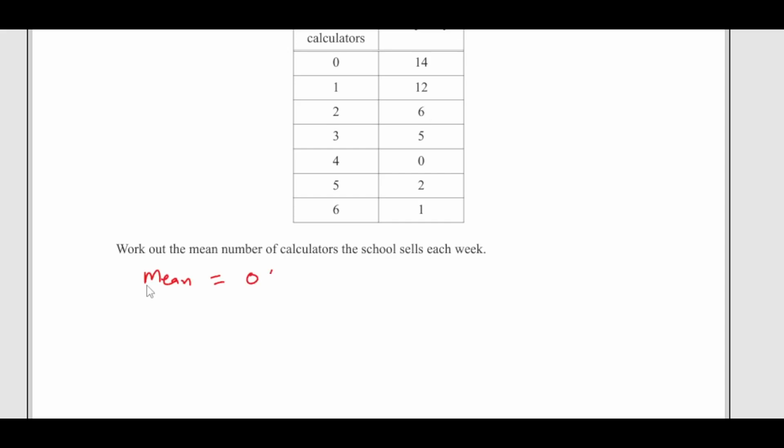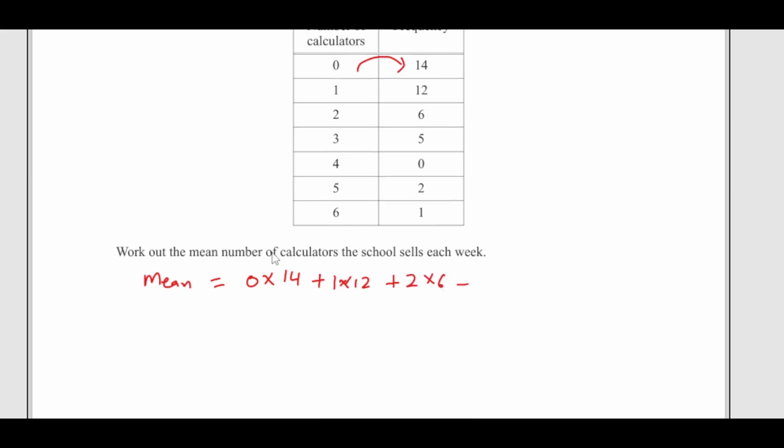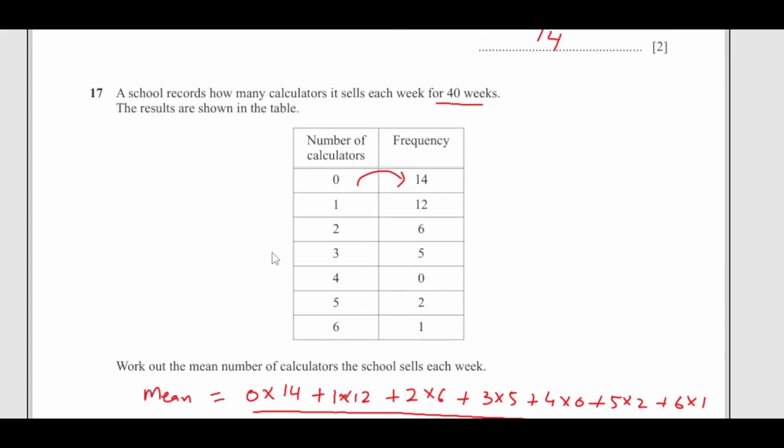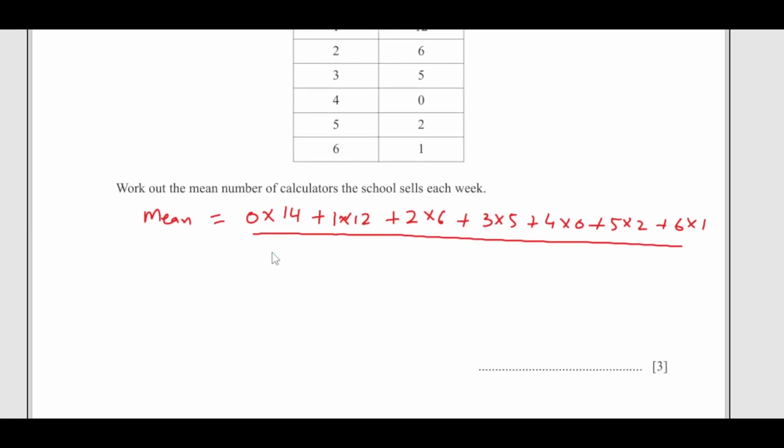For the mean, we have to take 0 times 14. You're just going to multiply all these here. So plus 1 times 12, plus 2 times 6, plus 3 times 5, plus 4 times 0, plus 5 times 2, plus 6 times 1, and all this is divided by 40. We have 40 there, so divided by 40 weeks. When you calculate this, it comes out to be 1.375. So just plug in all these values in your calculator, then you will get your answer.